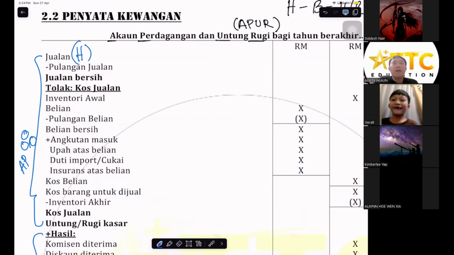Minus pulangan jualan, because what? If your customer returns something to you, it means they don't want that stuff because it's spoiled. So you lose your sales already. Because by right, later on they will pay you. Now that they return it to you, it means they don't want it. They will not pay for it. So therefore you lose your sales. Then you get your jualan bersih. And then kos jualan is actually your cost of sales, your belanja. For you to sell something, you need to buy stock first, then only you can sell off your barang.